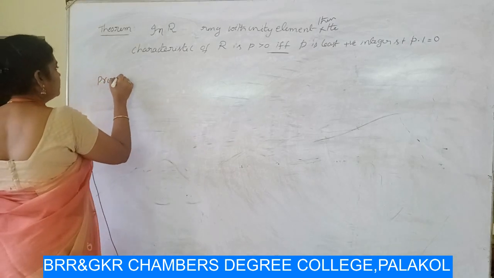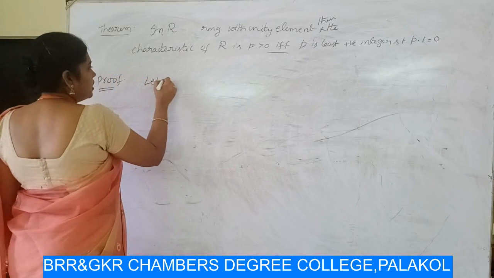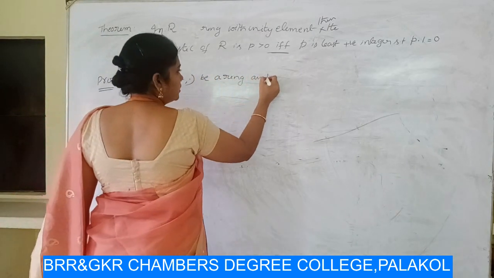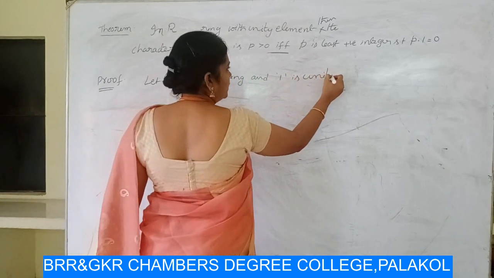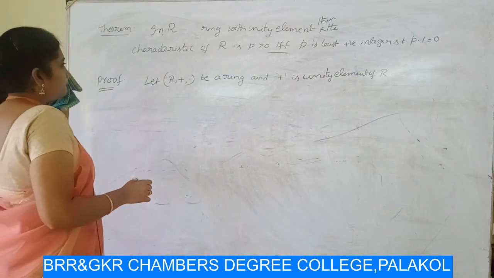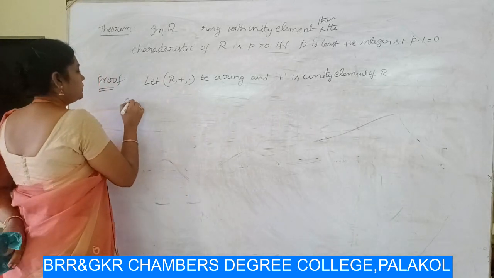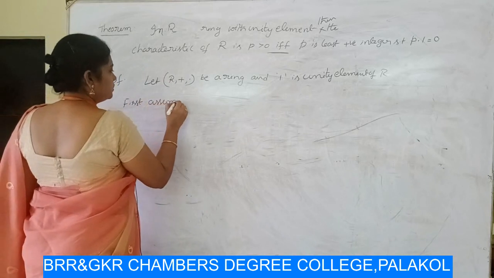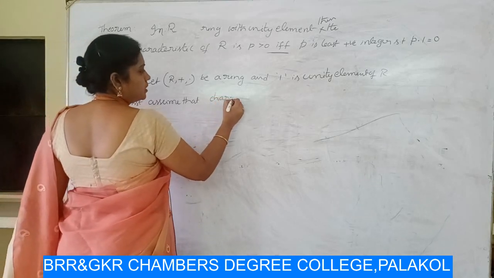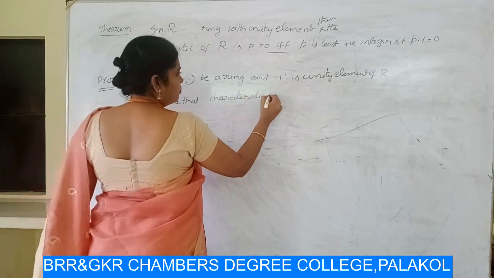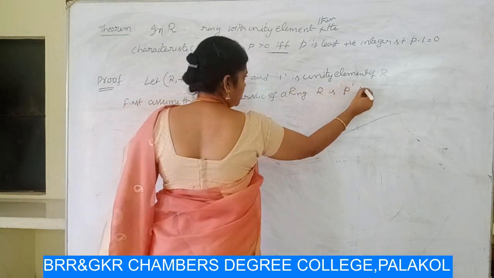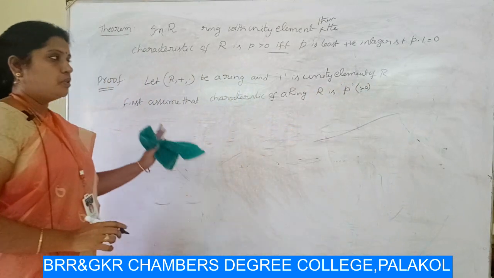Now, let R plus comma dot be a ring and 1 is the unity element of R. First we assume that the characteristic of a ring R is P, which is a positive integer.